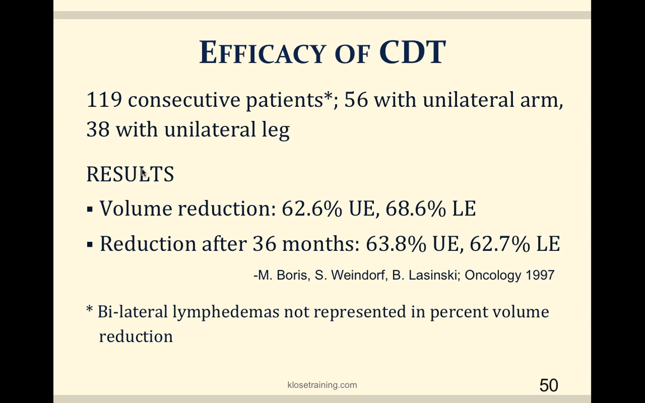This is another study that was done in 1997, with a smaller sample size: 56 had upper extremity, one arm, and 38 had one leg lymphedema. The results were 62% volume reduction in the upper extremity and 68% in the lower extremity. After 36 months, they were able to maintain about 60% of their volume reduction.